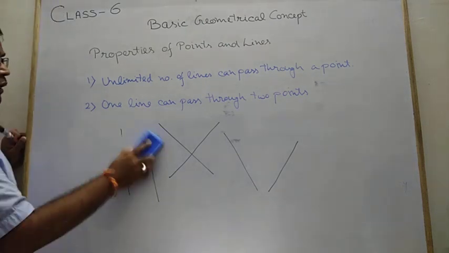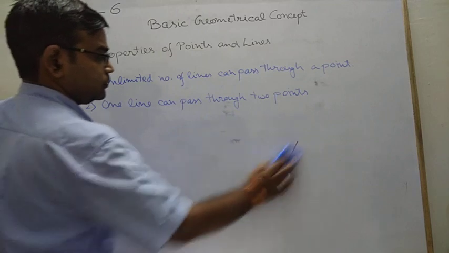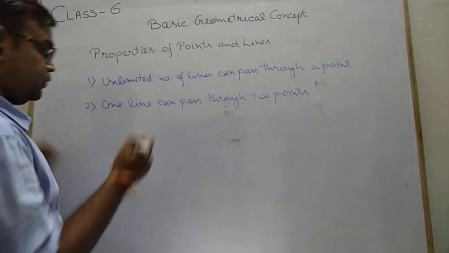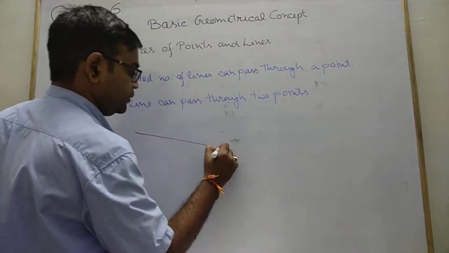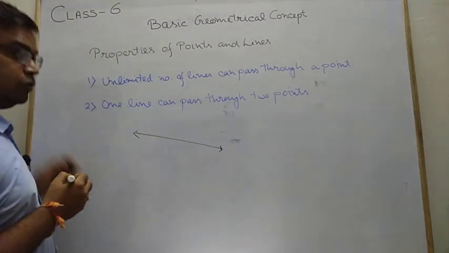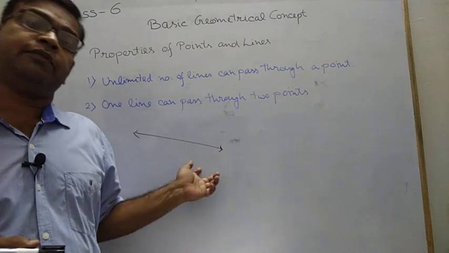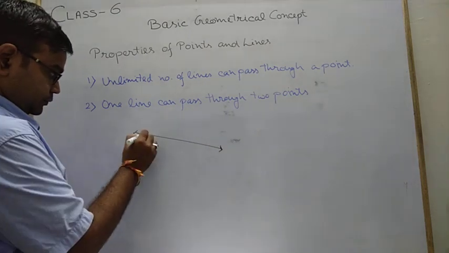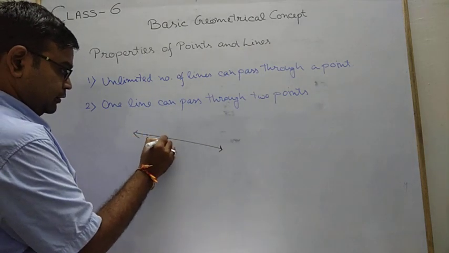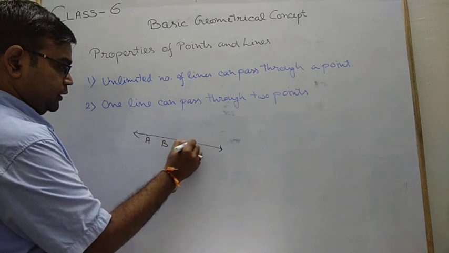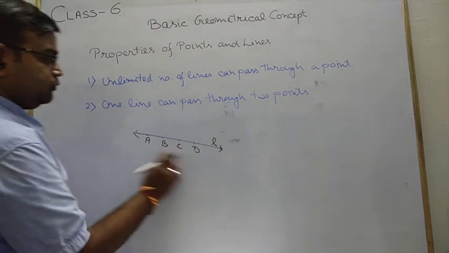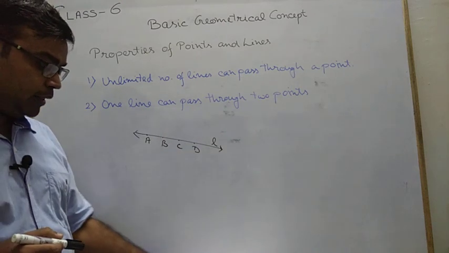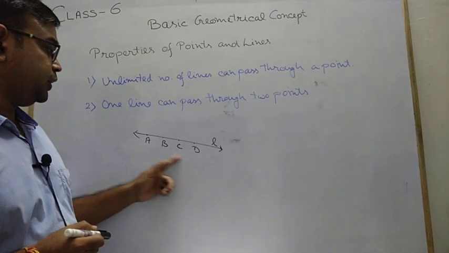Then again a new word comes: collinear points. Suppose we have a line. As we know, this line contains an infinite number of points. So if three or more points, suppose there are A, B, C, D, these 4 points lie on a line L. So these points are called collinear points.